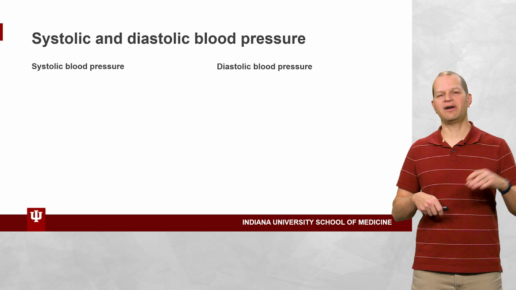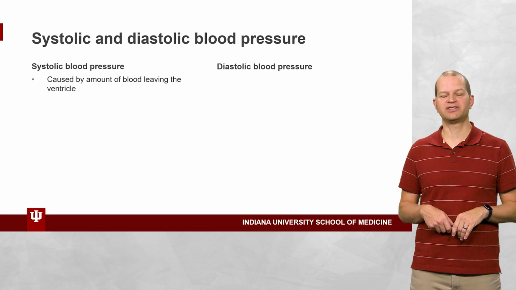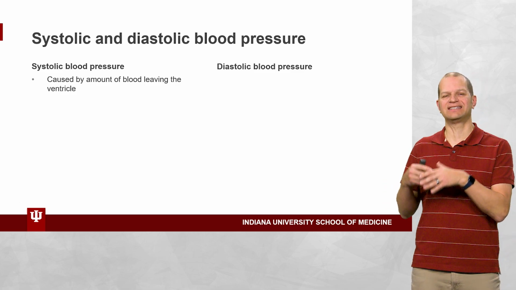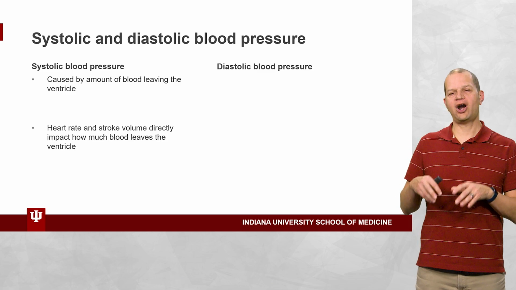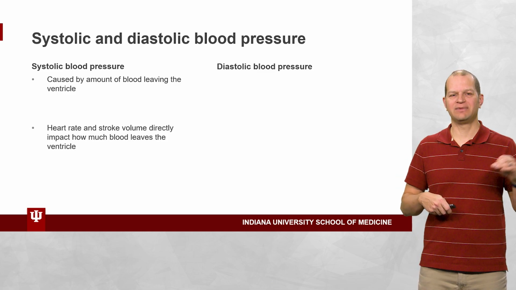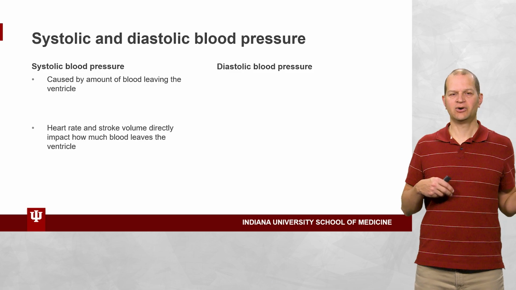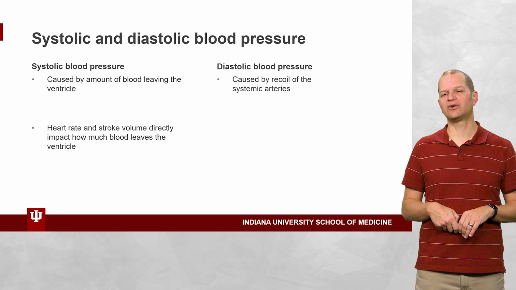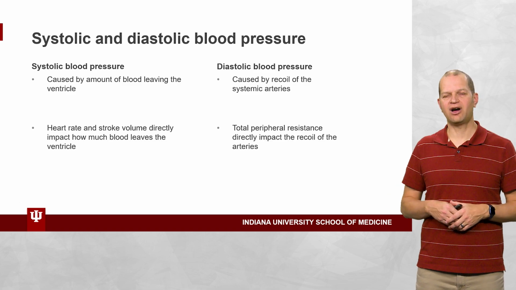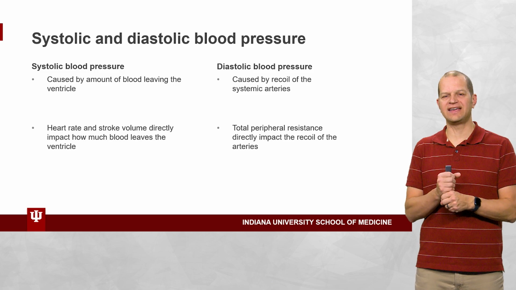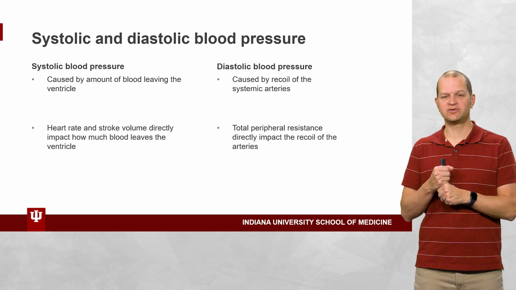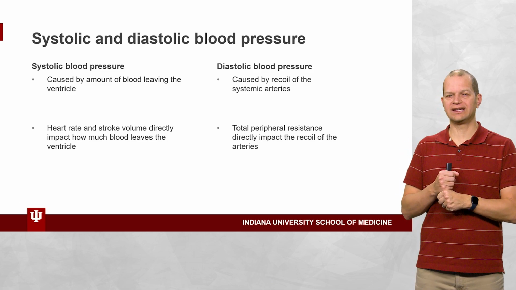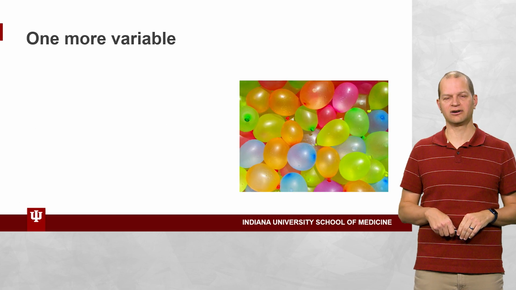One of the last things I want to talk about is tying this into systolic and diastolic blood pressure. Remember, systolic blood pressure is caused by the blood that actually leaves the ventricle and enters into the aorta and the rest of the arteries. Heart rate and stroke volume directly impact that because those two variables affect how much blood leaves the ventricle. Diastolic blood pressure is caused by the recoil of the arteries. So TPR affects the recoil of the arteries. If you've got vasoconstriction, those arterioles and arteries aren't really going to want to stretch out, and so the recoil is going to be stronger.